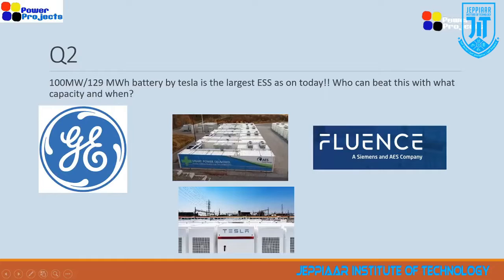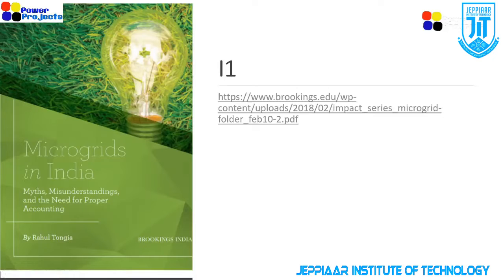We have given some logos also, for those who are new, to understand who the players are in the market with respect to battery energy storage systems. One you can see is GE, another is AES, and another is Fluence. That's Siemens plus AES, a merger, and Tesla.